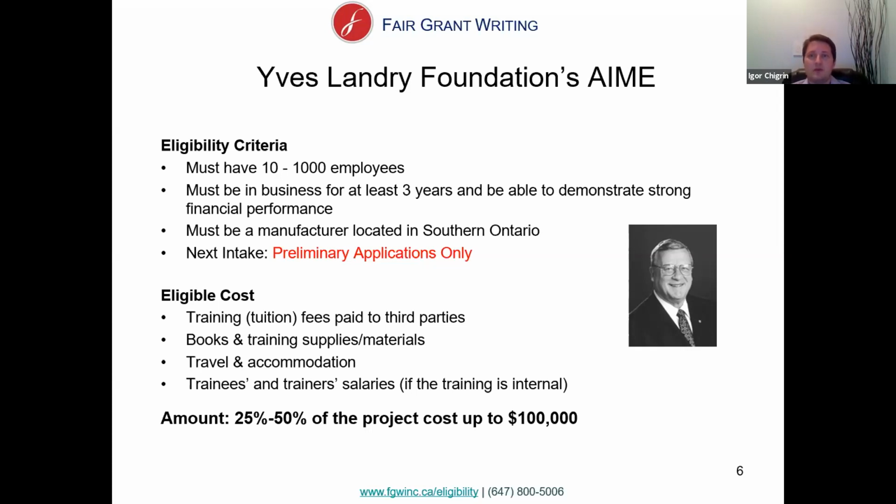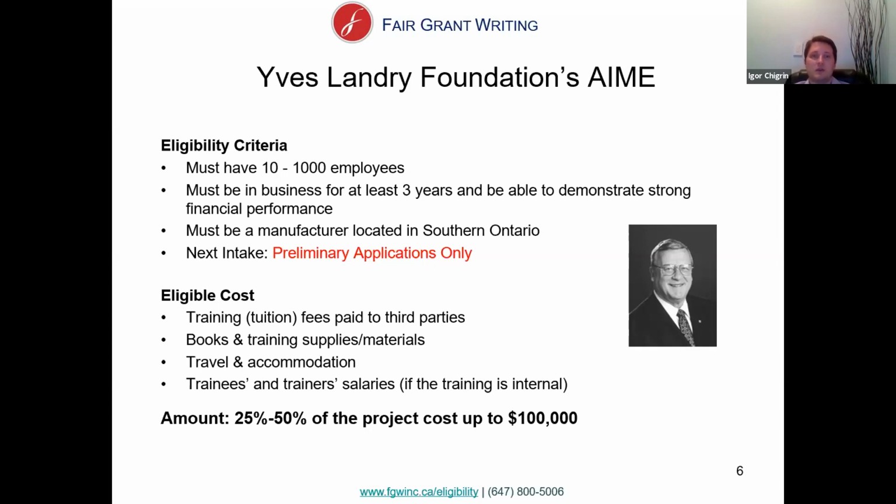If you're a first-time applicant, you get 50%. If you apply for the same program for the second time, you get 25% of the training budget. Again, lean training definitely qualifies for this. We have many clients that use this program for lean training. The difference between the Canada Job Grant and Yves Landry is that the Canada Job Grant only pays for third-party expenses, such as the fees that your lean trainer charges. Yves Landry also pays for the wages and salaries of your employees while they are on the training. So this is something important to consider when you are choosing between two programs.